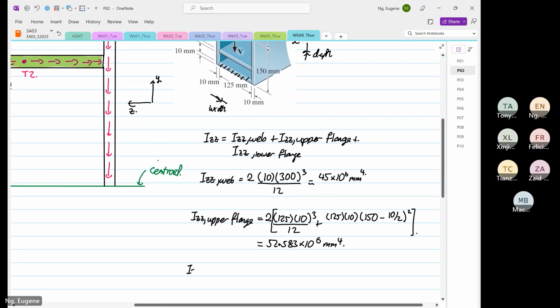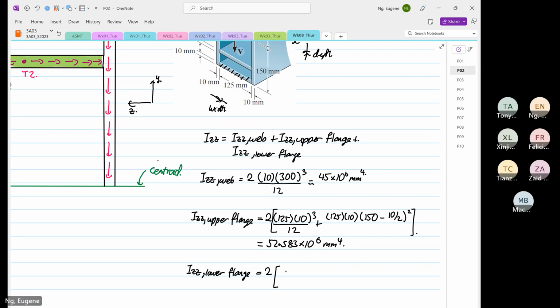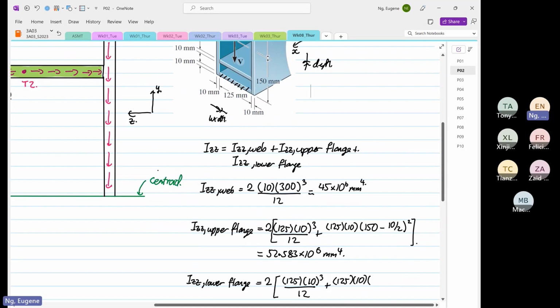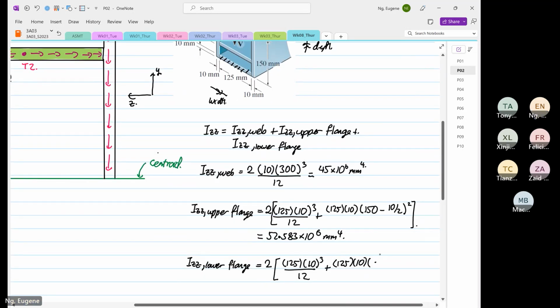IZZ, lower flange. So it's twice. The width is 125, so the depth is 10 cube over 12 plus by the area. Now it's no more 150, okay, so now it's 100 plus 10 divided by 2. And then the whole thing is squared.